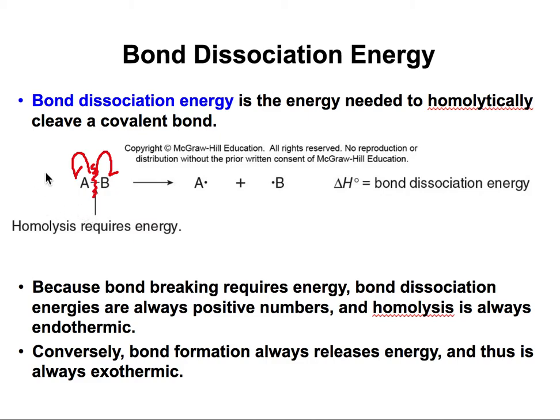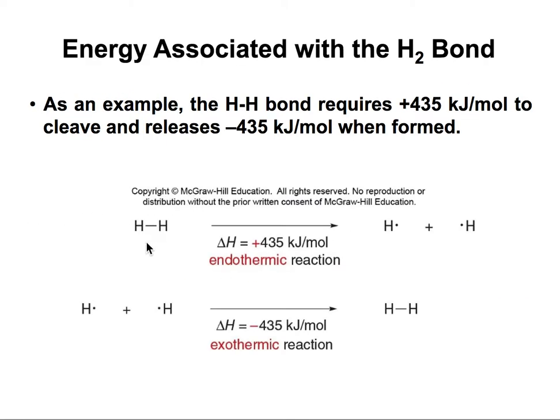To do that, we require energy. We need to put energy in to break that bond, and that energy is the enthalpy, right? So the bond dissociation energy is the enthalpy that we need to break that bond. When we are putting energy in to break a bond, that is an endothermic reaction, and that's why the sign of the enthalpy will be plus, because we are putting energy into that reaction.